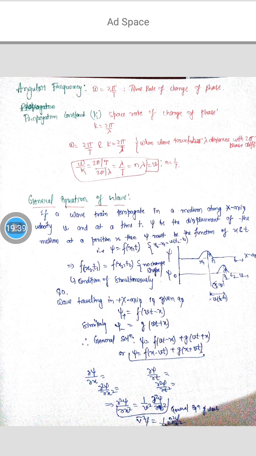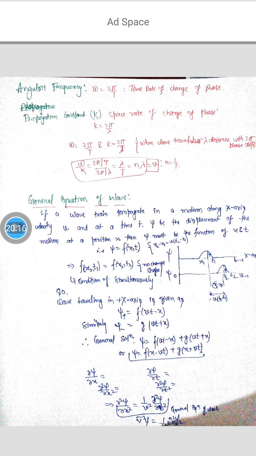What is the 2 pi? 2 pi is the whole distance traveled in one cycle, and T is the time period. So omega is the ratio of phase difference with respect to time, known as the angular frequency. The second thing is space. The space rate of change of phase, the ratio of phase difference with respect to distance, is known as the propagation constant, represented by k, that is 2 pi upon lambda.